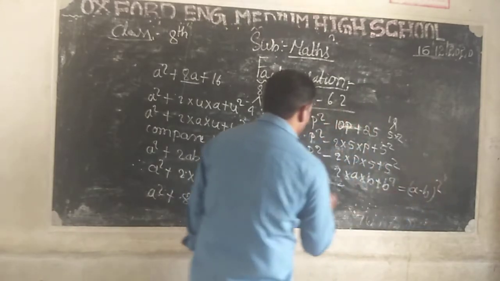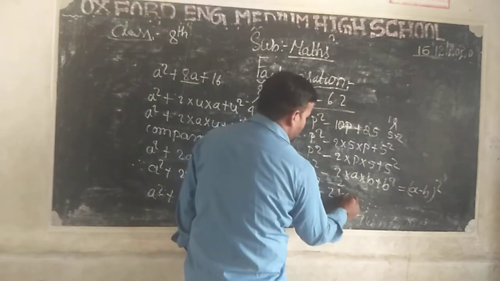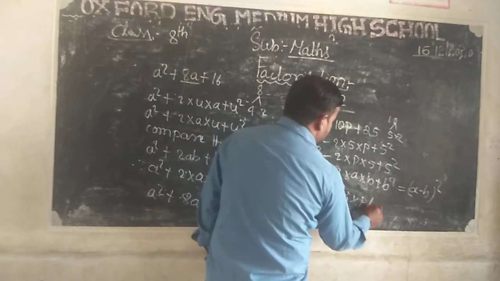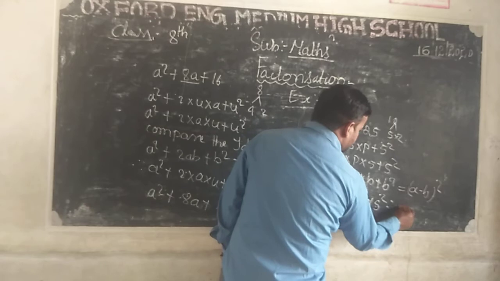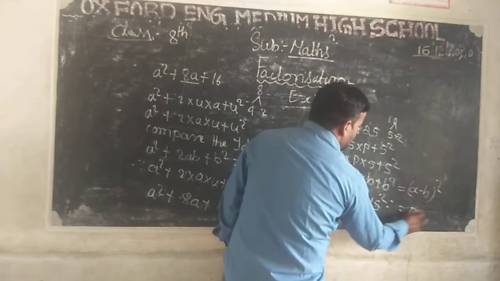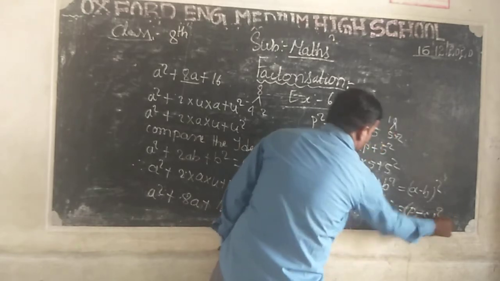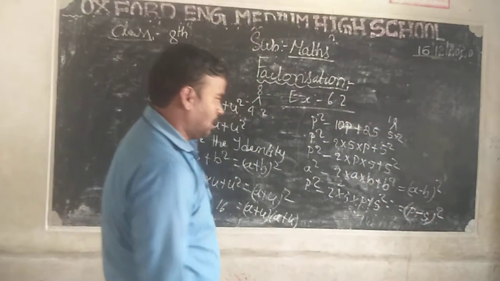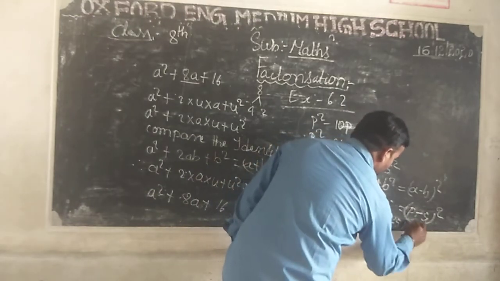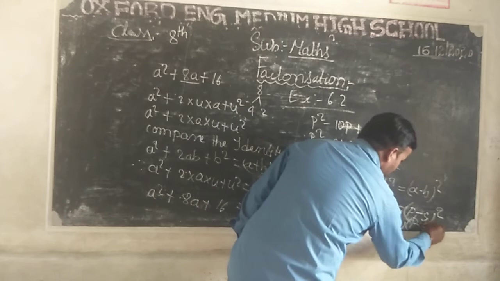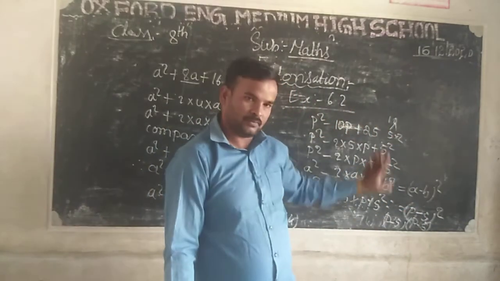So therefore p square minus 2 into 5 into p plus 5 square. Answer is what? In place of a, p, in place of b, 5: p minus 5 whole square, or p minus 5 into p minus 5. These are the two factors of p square minus 10p plus 25.